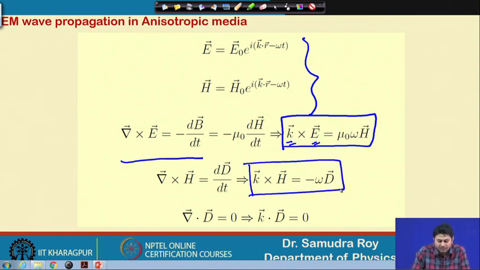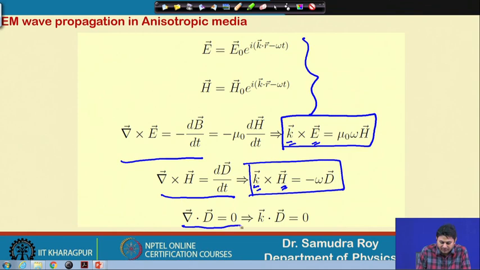This expression is coming directly from Maxwell's equation, that is the fourth Maxwell's equation, and this equation suggests that the D vector is again perpendicular to the vector k and H. Previously we found that the H vector is perpendicular to k and E, now we find that the D vector is perpendicular to k and H.